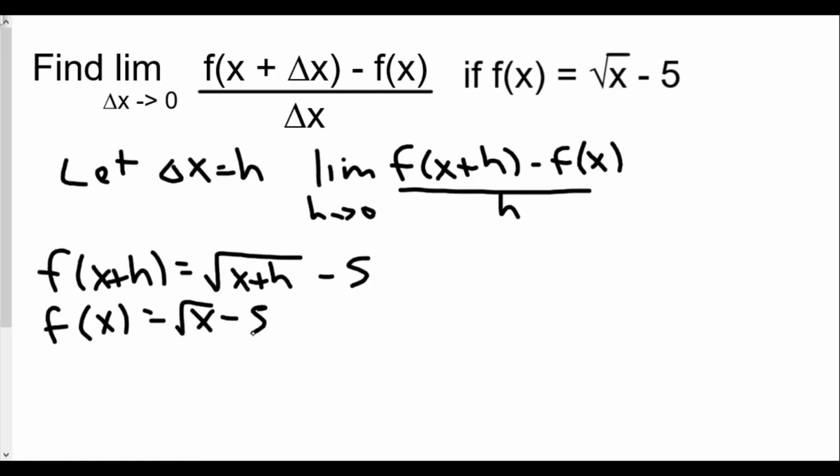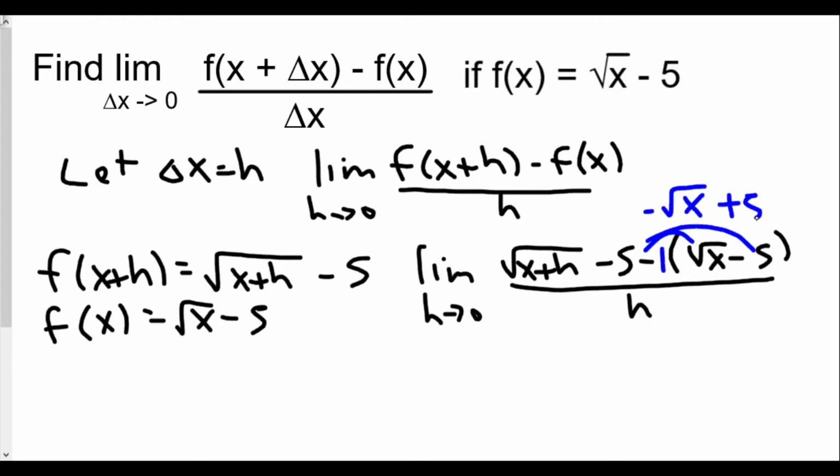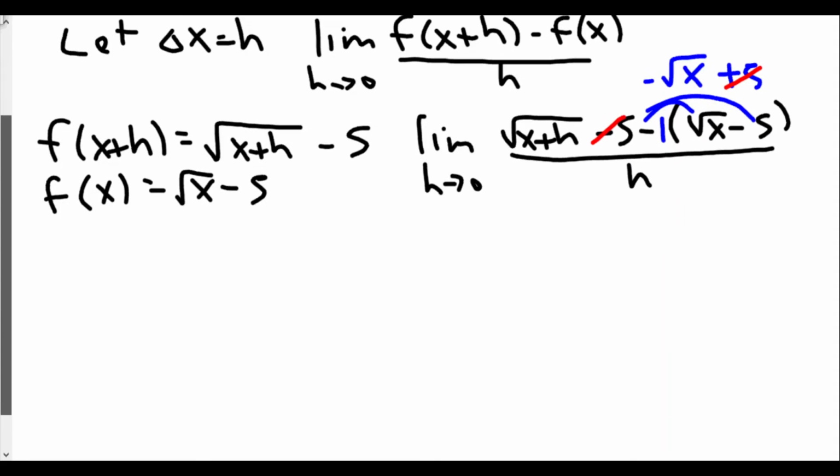So when we set up our limit, it is the limit as h approaches 0 of the square root of x plus h minus 5, minus the square root of x minus 5, all over h. Now we distribute the -1, because we have this root minus 1. This becomes negative square root of x, and this becomes plus 5. And now the -5 and the positive 5 cancel out, so it moves down a little bit here.